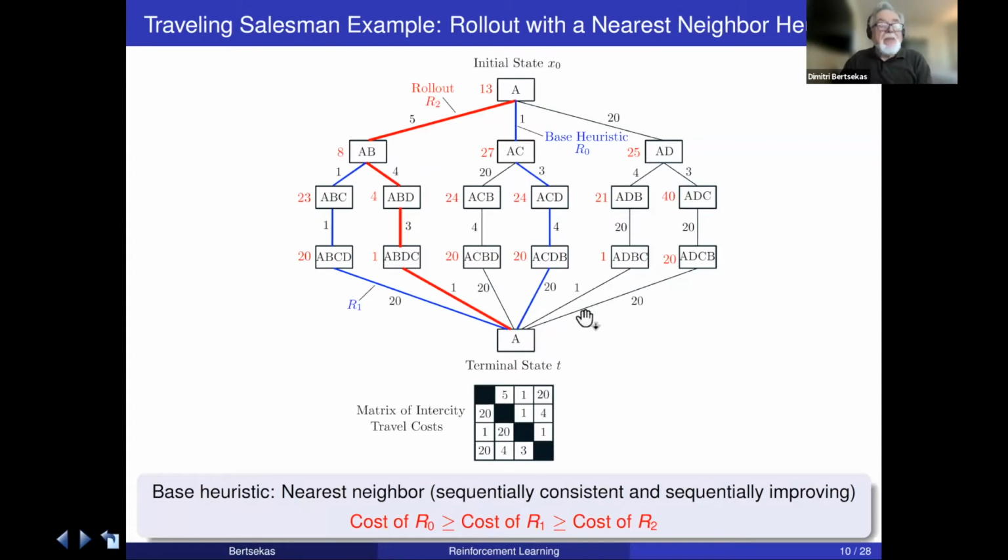So that's the key thing. If you have a base heuristic that has the right properties, sequential consistency or sequential improvement, and the nearest neighbor heuristic has both of these properties, then you can view the rollout algorithm as generating sequences of trajectories, complete solutions, complete tours, each one with a better cost than the preceding one. It is cost improving from beginning to end and everything in between.